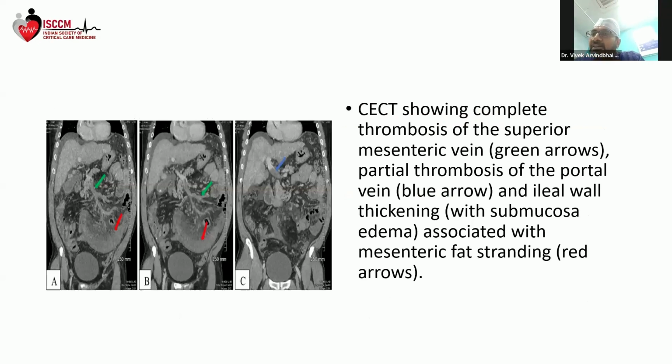As you can see here, in the contrast imaging with angiography, the green arrows show a thrombosis of the superior mesenteric vein, the blue arrow shows a partial thrombosis of the portal vein, and the red arrows show ileal wall thickening with submucosal edema. Next, please.